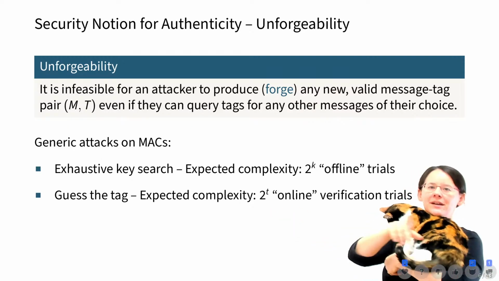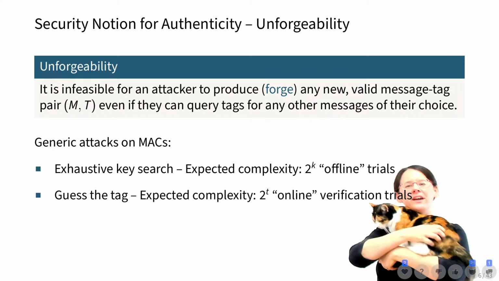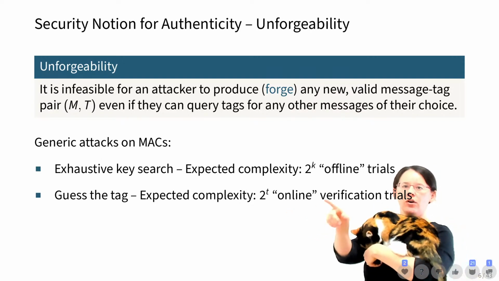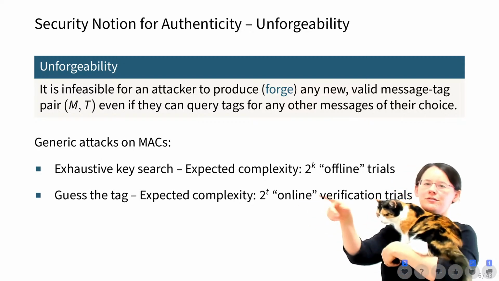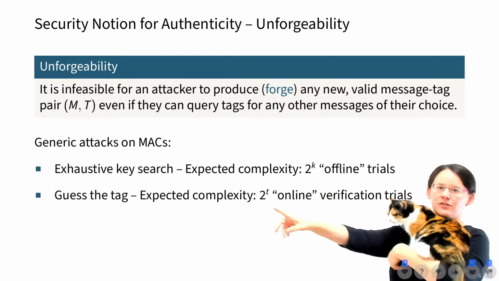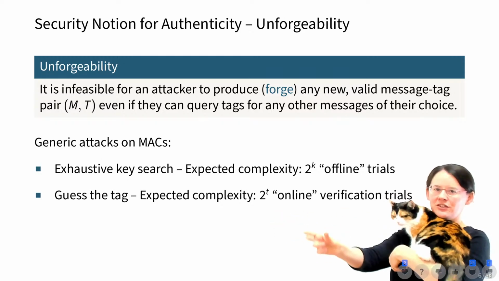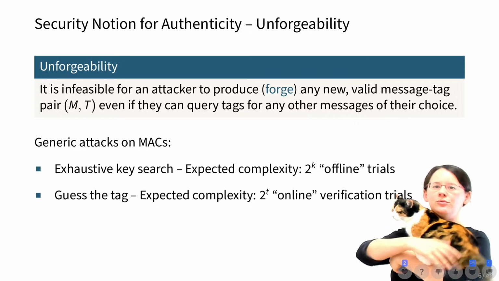So you will need many tries, and you cannot even verify by yourself when you found the right one. This is why we call these tries online tries. So if Eve wants to forge something, she can try out all possible tags and send each combination of the forged message and this attempt tag to Bob.